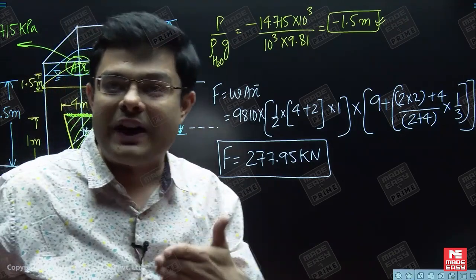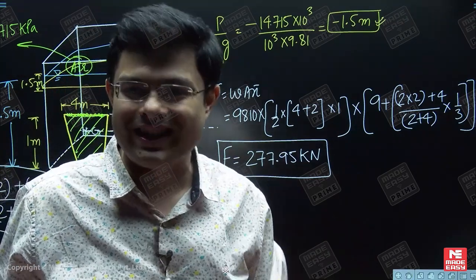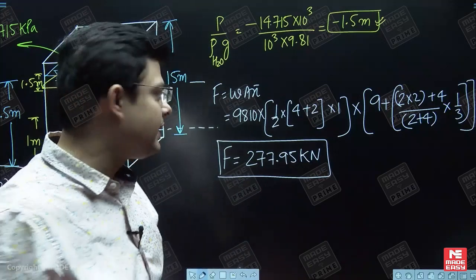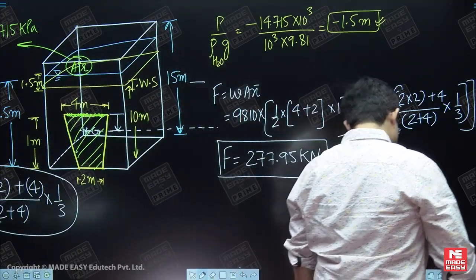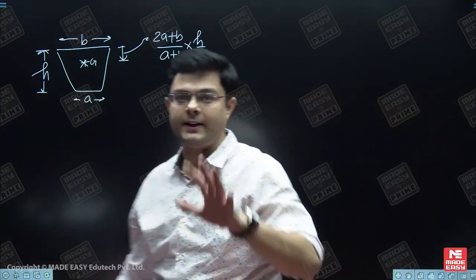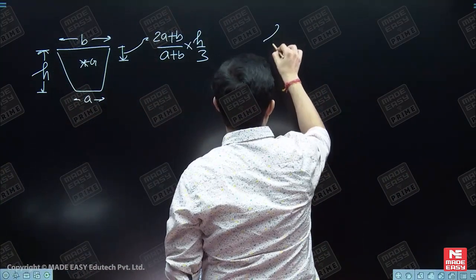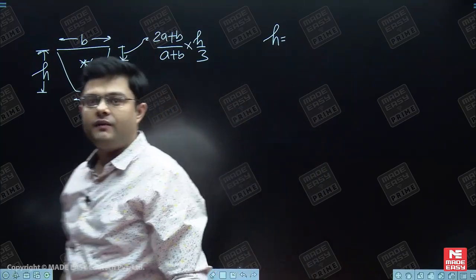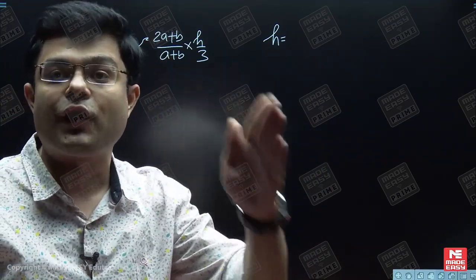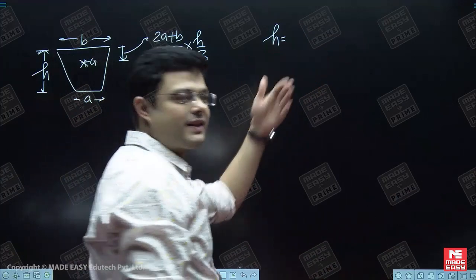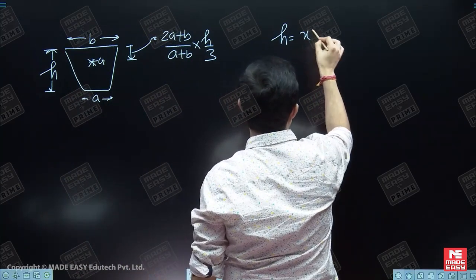But just by finding the force, you are not going to get the answer, my dear students. You need to find the point of application. Now, how to find the point of application? It is a vertical gate. So if it is a vertical gate, the point of application of the force will lie at a distance of h from the free surface. What is the formula for h? We have studied it in the classroom.